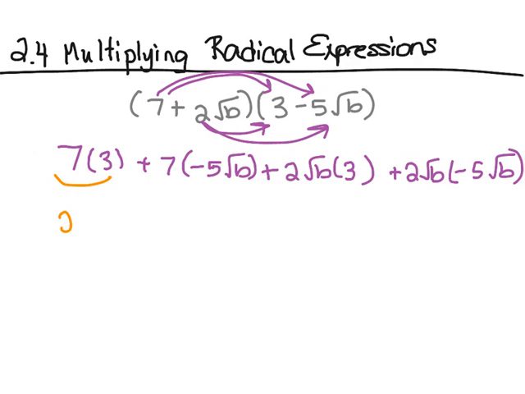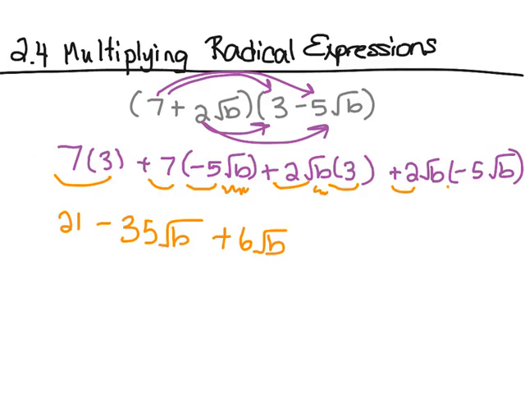This turns into 21. Multiply our coefficients here and it'll be negative 35. Because you only have one b, you just put your b at the end. You don't have to multiply it by anything. Multiply your coefficients. 2 times 3 is 6. Root b. 2 times negative 5 is negative 10. And b times b is b squared.